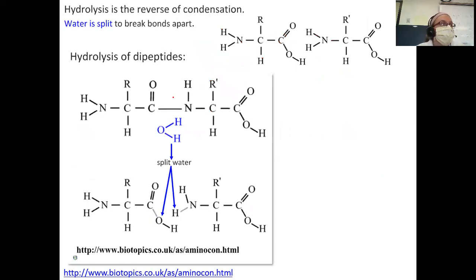Okay, so if you were to break this peptide bond down, you have to add a water and split it, and then you have to restore this OH to the carboxyl group and restore this H to the amine group.